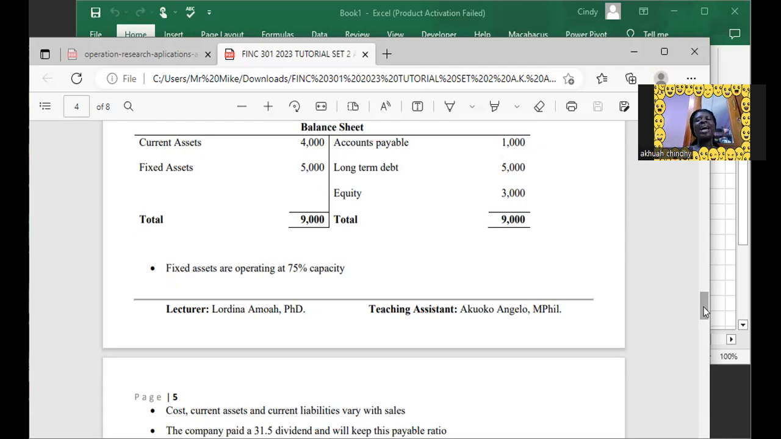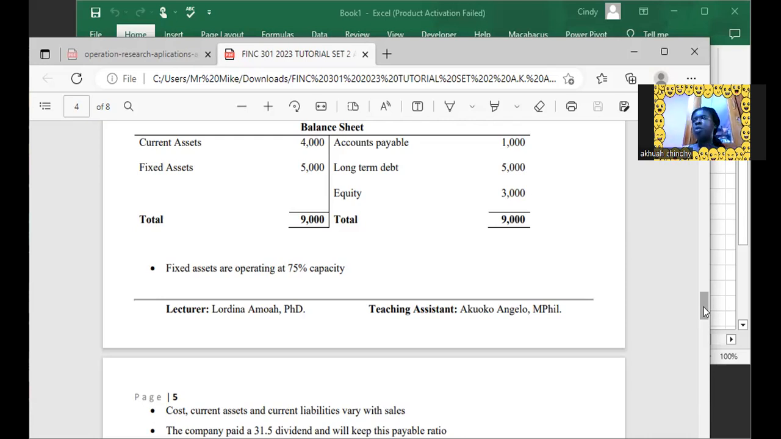If your sales are increasing, your current assets invariably would increase, because current assets include receivables, inventory, short-term investment. So it can mean that you are giving more on credit, because sales is not only about cash sales but includes credit sales. So your current assets can vary directly with your sales.